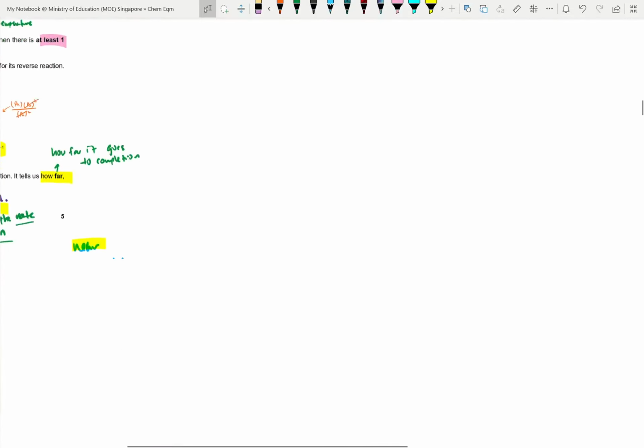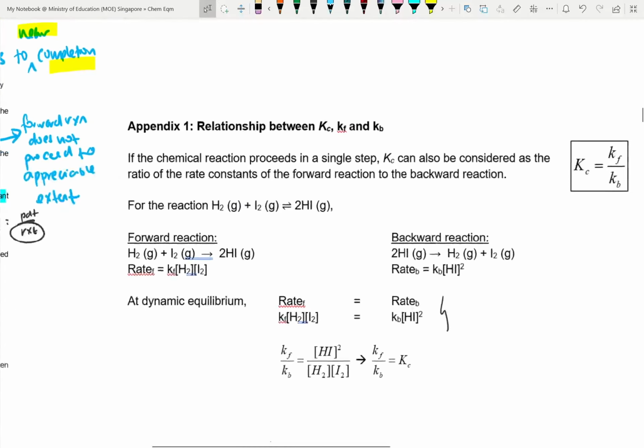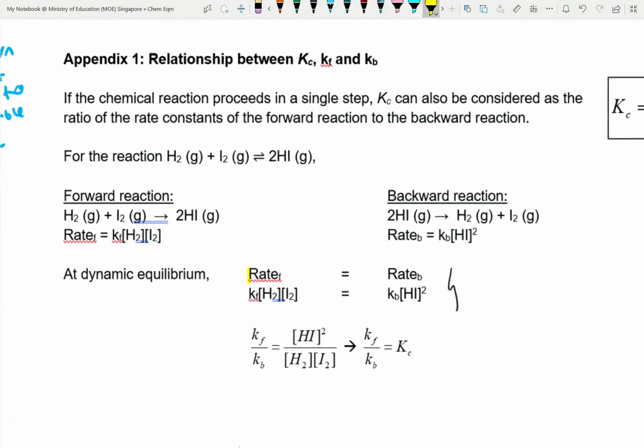So if it's a single step reaction, as I said, the rate of the forward reaction is equal to the rate of the back reaction when you reach a state of dynamic equilibrium. Therefore, when you take the ratio, can you see that this is equal to Kc? Kc is simply the rate constant of the forward reaction over the rate constant of the back reaction. And that's how we write the expression, as the concentration of the products raised to the power of their stoichiometric coefficients over the product of the concentrations of the reactants raised to the appropriate stoichiometric coefficients.